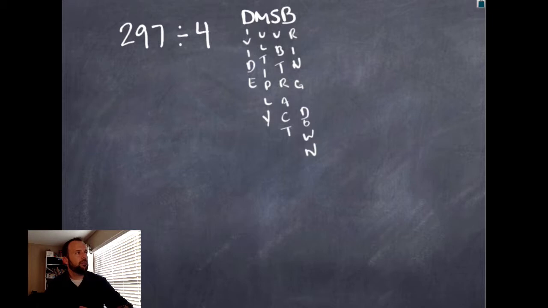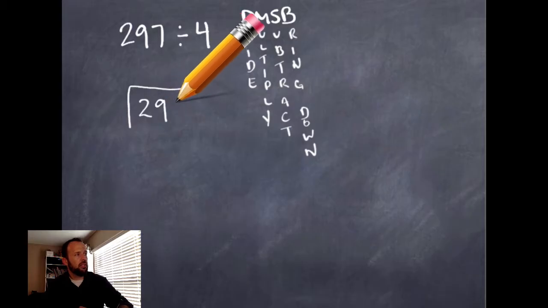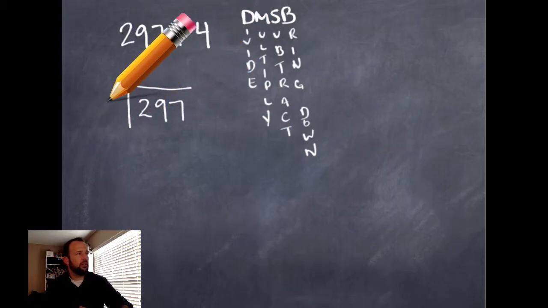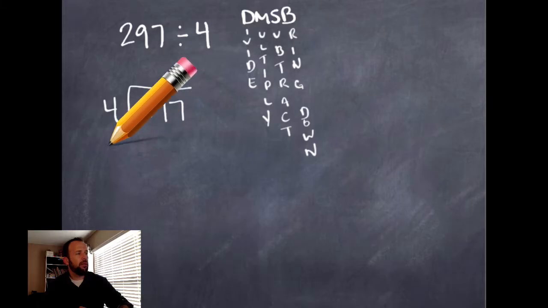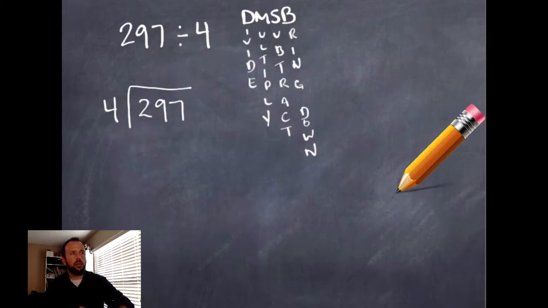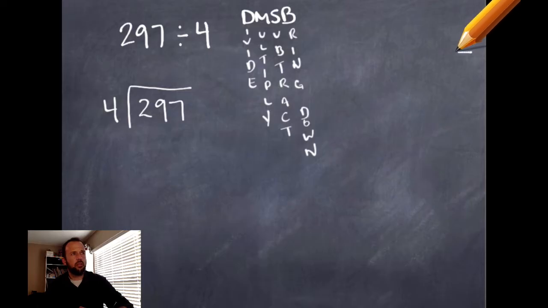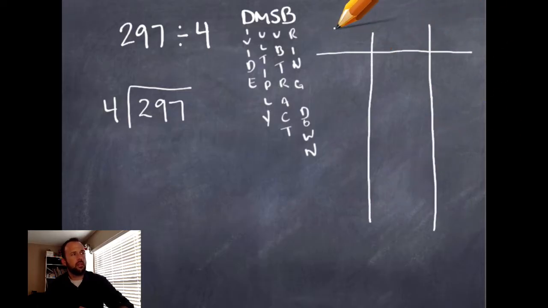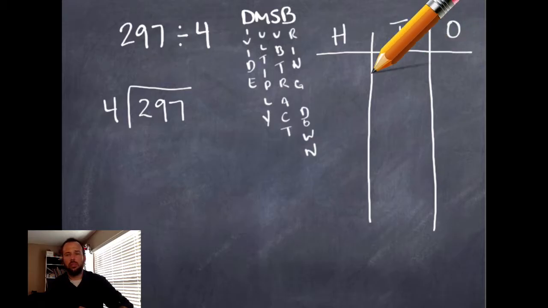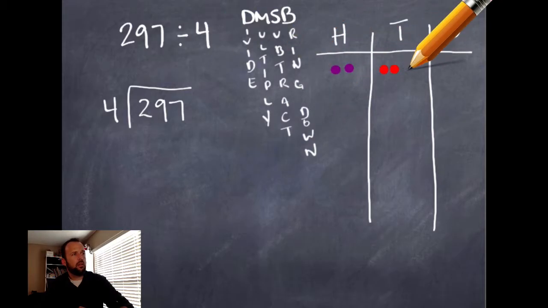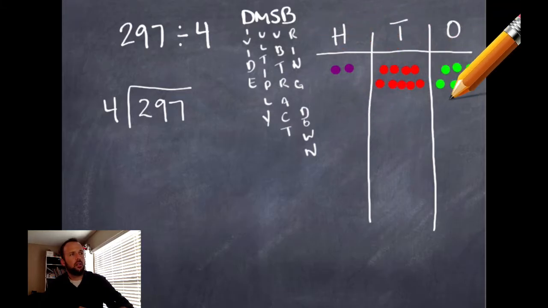Okay, and I'll point those out as we go through. So if we're going to set up the standard algorithm way, we would take that 297, put it inside the little house there, and we would divide it by 4, right? Okay, easy enough. I'm going to draw my place value disks over here so we can do both at the same time and get a good understanding of what's going on. Okay, these will be my hundreds, these will be my tens, and over here will be my ones. Cool. So I have 2 hundreds, 9 tens, and 7 ones.